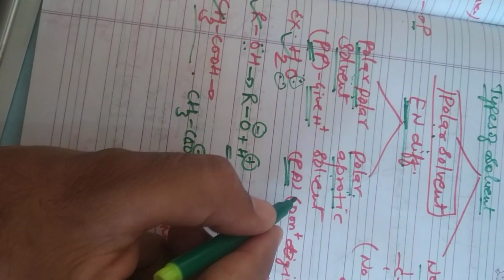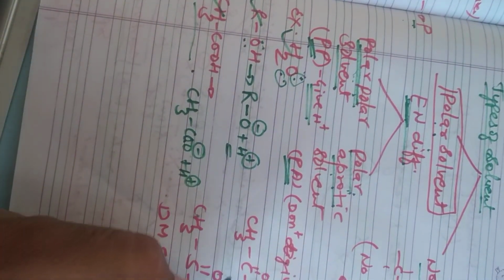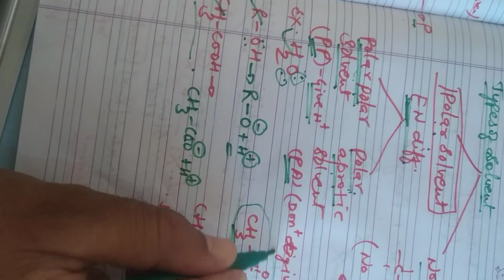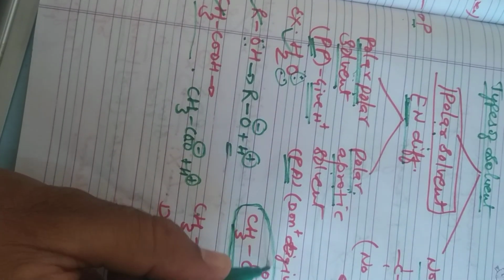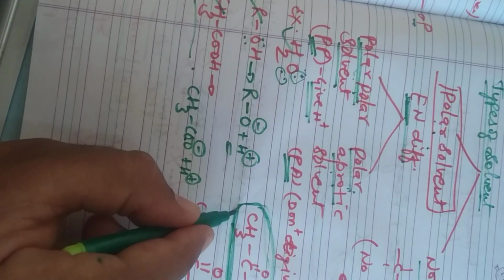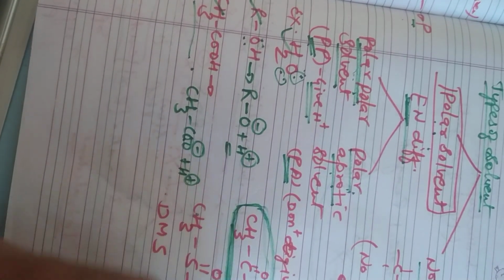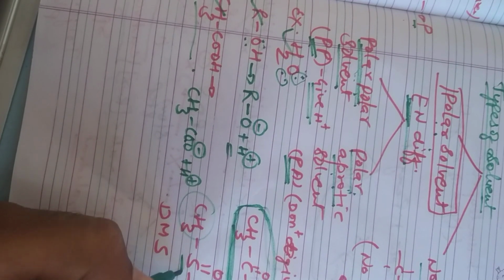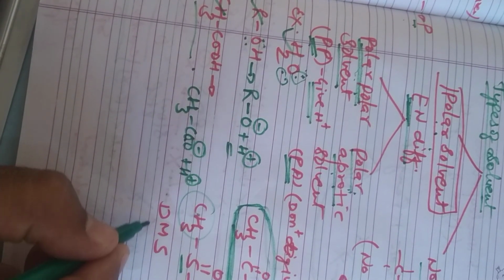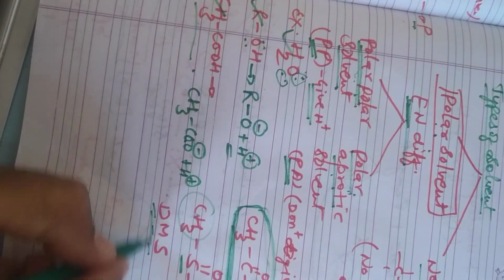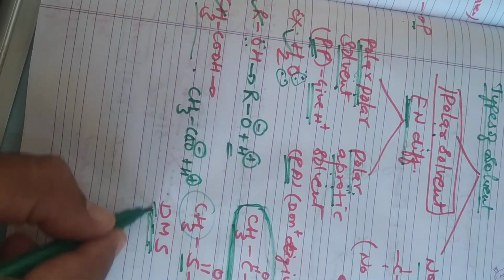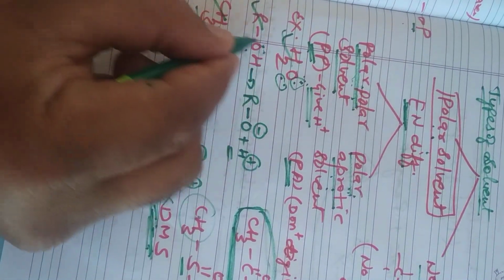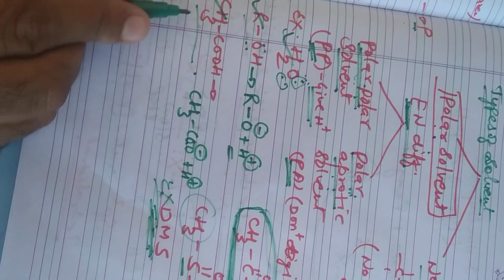Polar aprotic solvents do not give H plus ions, such as acetone. This is acetone. It does not give H plus ions because it is not ionizable. Dimethyl sulfoxide, its short form is DMSO, is a polar aprotic solvent. Polar protic solvent examples are H2O, alcohol, and acetic acid.